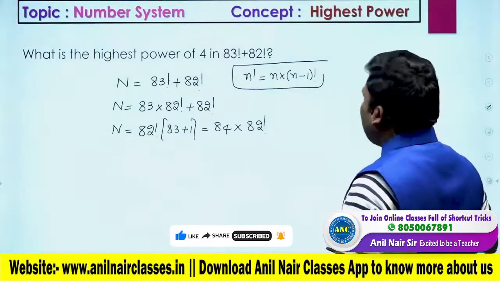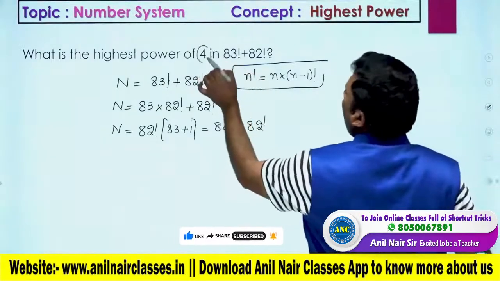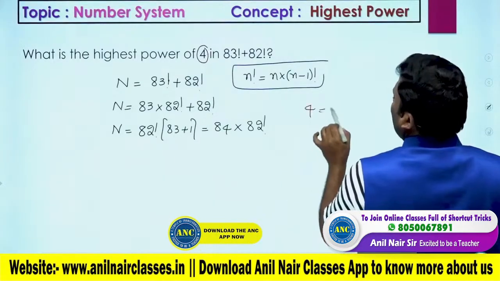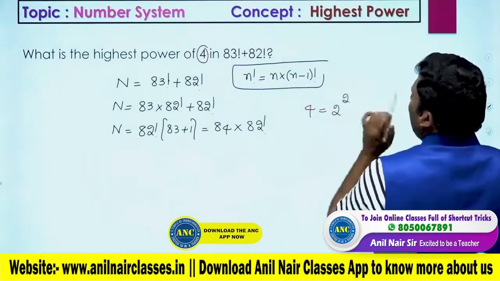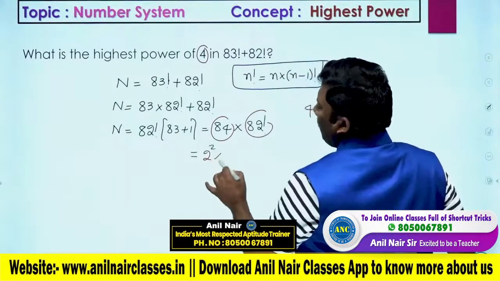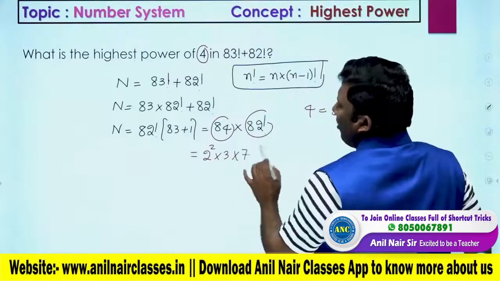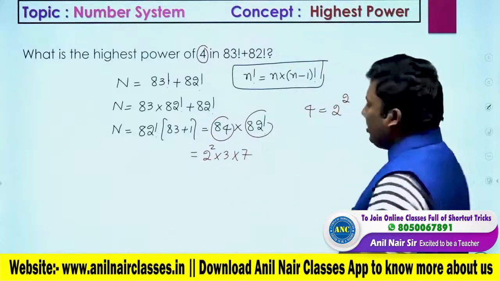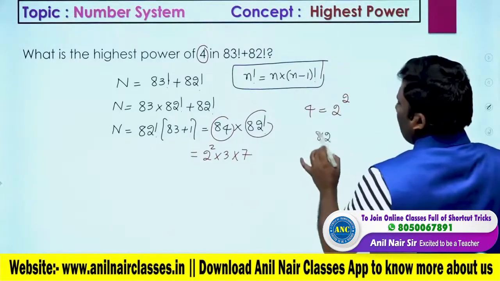Now, I want the highest power of 4. 4 is a composite number. Write 84 as a power of primes: 84 is 2 square into 3 into 7. 4 3s are 12, 12 7s are 84. Now 82 factorial, how many 2s are there?